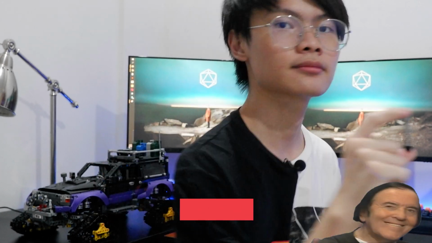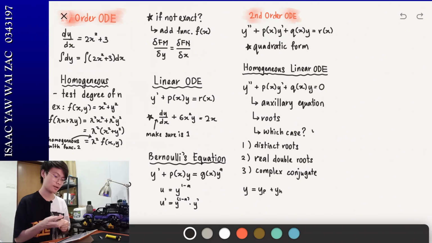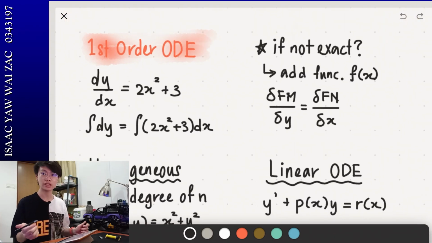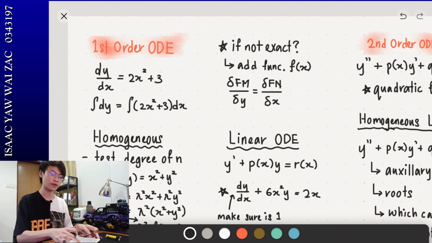I will be explaining the uses of ODE, ordinary differential equation, specifically in suspensions. But before that, let's first talk about the types of ODE that we have learned. I have my iPad screen here showing all the types of ODEs that I have learned so far.